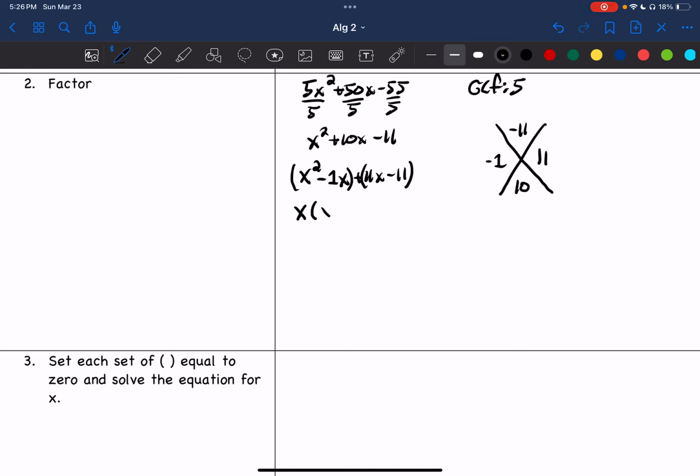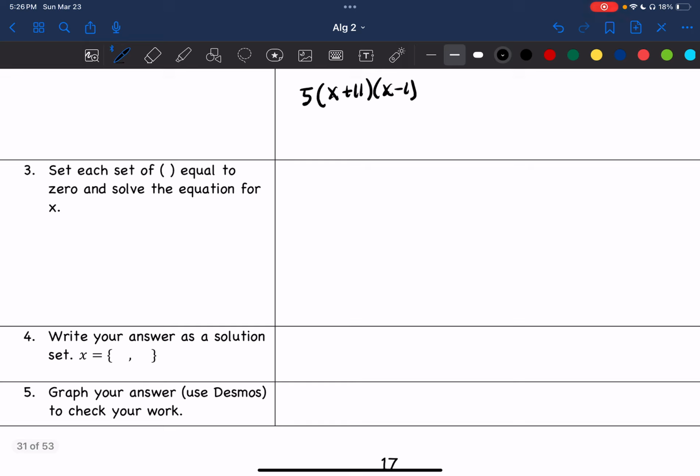We can say x times x minus 1 plus 11 times x minus 1. The GCF of these two terms is x. The GCF of these two terms is 11. We factor the GCF out of each of them. This is what it looks like. And then finally, we can combine what we have outside of the parentheses with what we have on the inside. We can get to this being our factored form, which means our final factored form would be our GCF times each of those.